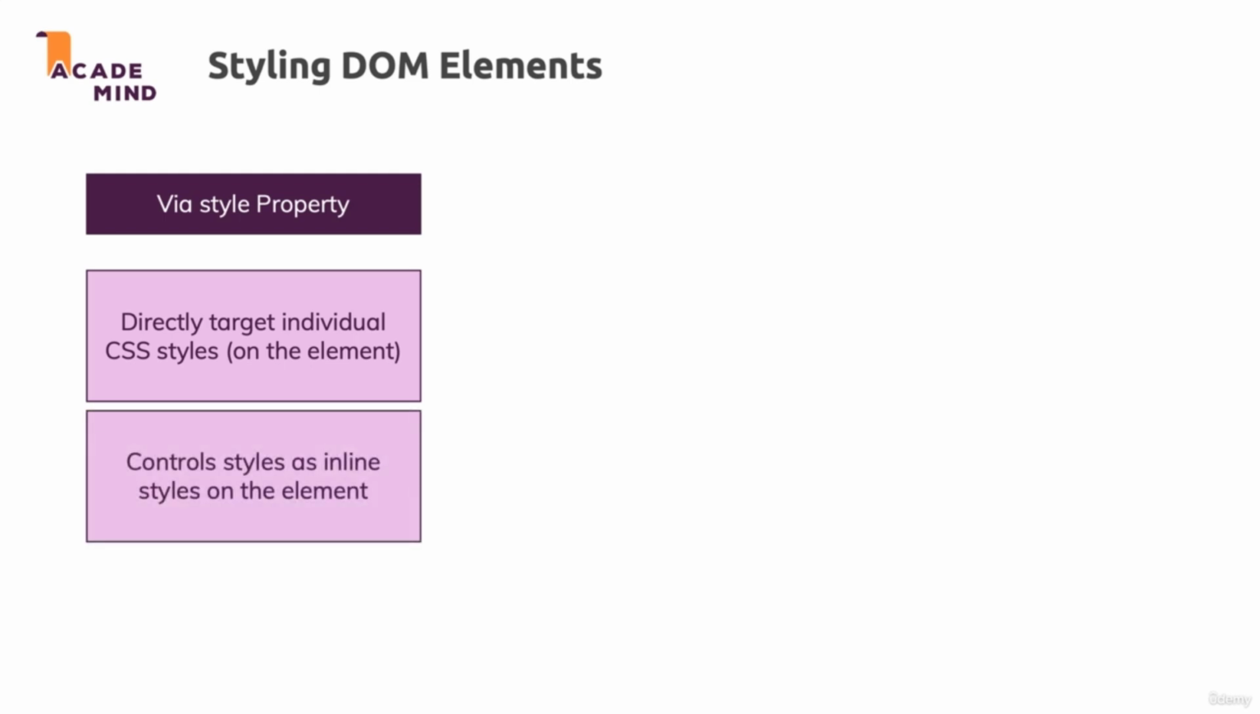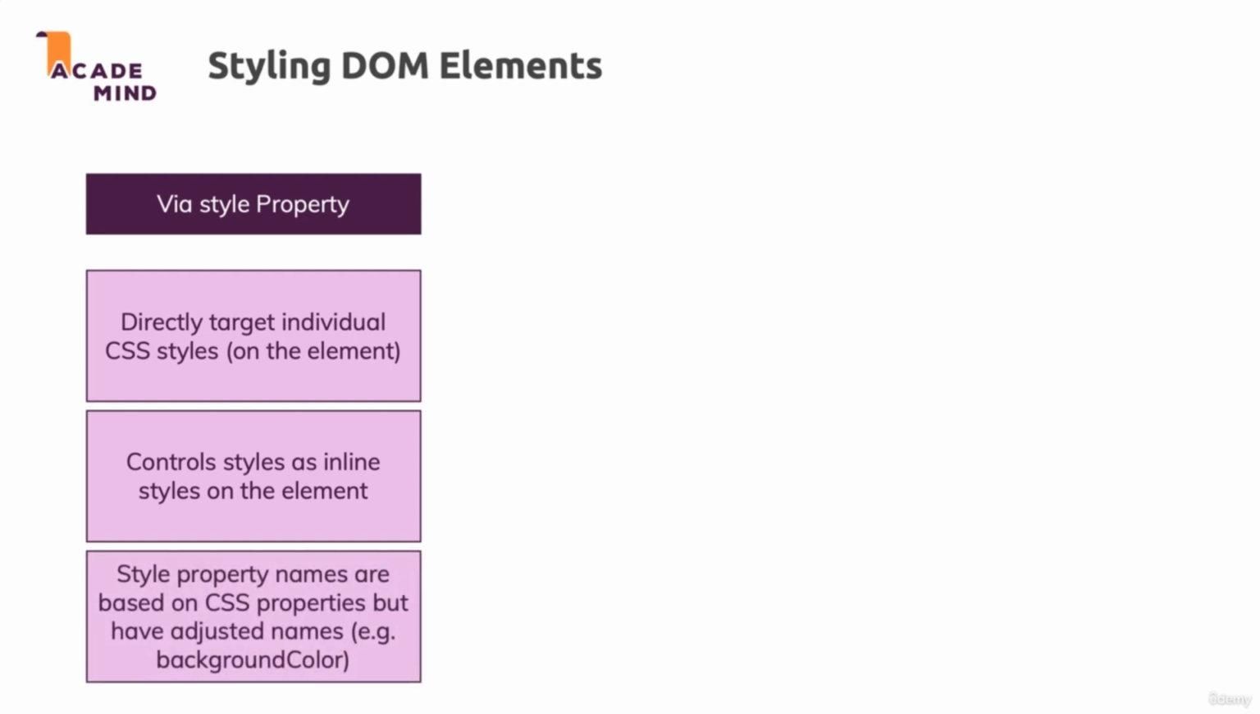It's like using inline styles on the element in your HTML document. So if you know a bit of CSS, you'll also know that this has the highest specificity, which means styles assigned on the style property will override any other styles that might be assigned to an element by a class or anything like that. Now, important here, as you learned already, the style property names are based on the CSS property names, but they are adjusted. For example, backgroundColor is written like this and not as it is in CSS with a dash.